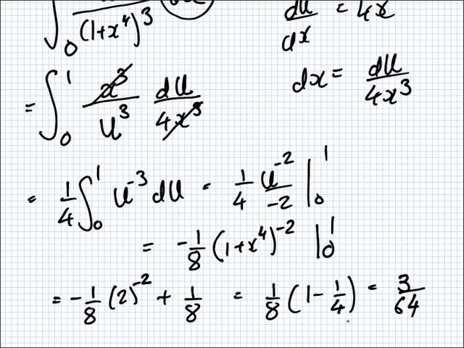I'm a little confused how you went from u to the power minus 3 to u to the minus 2 divided by minus 2. Increase the power by 1, divide by the new power. Oh, so you're just into... Yeah. 3 over 32. Oh, 3 over 32. Yeah, 3 over 32, thank you.